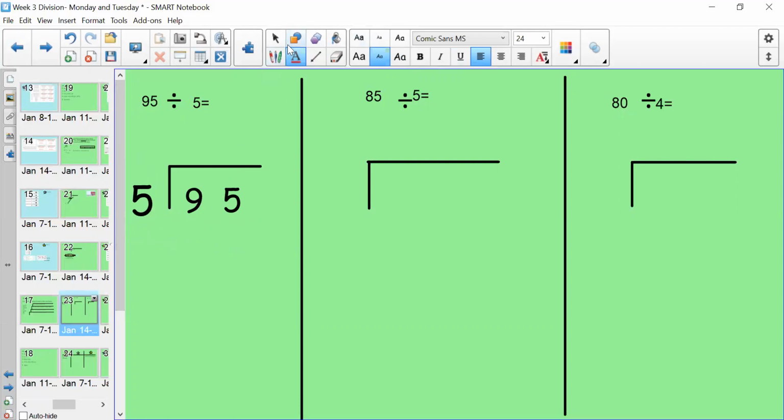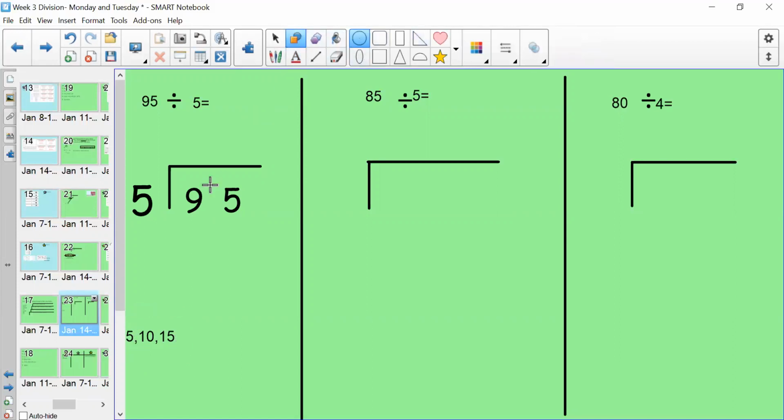So if we want to draw 9 dots to help us, because we know that 5 is not going to go into 9, because if we write out the 5 times table underneath, 5, 10, 15, you can already see that 9 is not a multiple of 5, so it's not going to go into 9 equally. So we do know that it's going to go in once, but how many will be left over? So drawing the dots is always a good idea, just so we know that we're going to accurately get the answer.